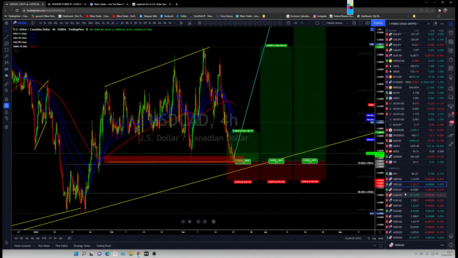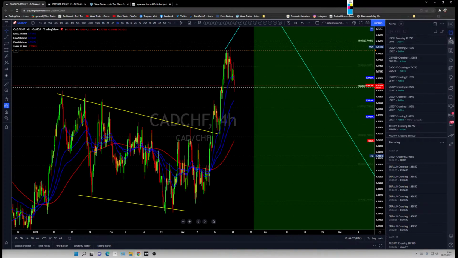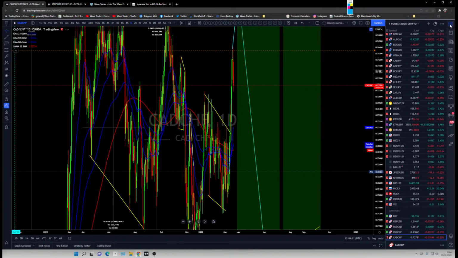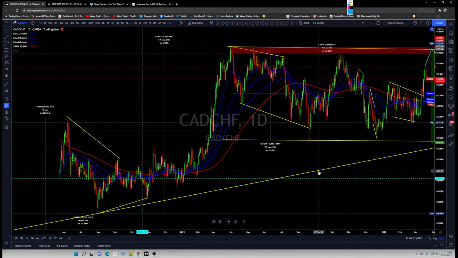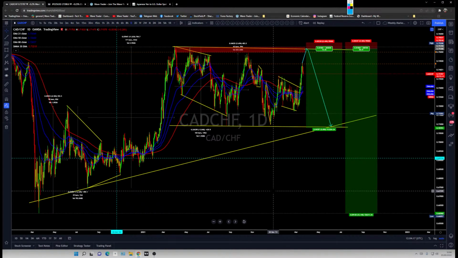Pound, CAD, all right, CAD chief is also a good chart to watch. All right, so it's just coming back to the previous top. All right, so if it has that top, this is going to be great for the CAD to drop from that top.